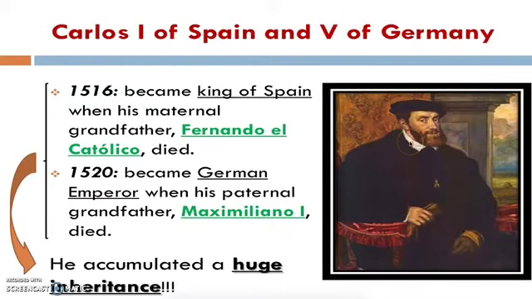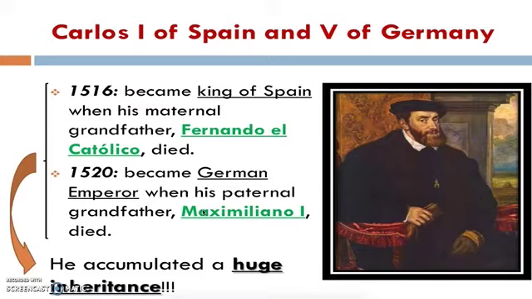Starting with Charles I, or Carlos I of Spain, he was at the same time King of Germany or Emperor of Germany. That's why he has two different names, Carlos I de España, Carlos V de Alemania. In 1516 he became the King of Spain because he was the grandson of Ferdinand el Católico when he died, and in 1520 he did the same with the Germanic Empire because he was also the grandson of Maximilian I.